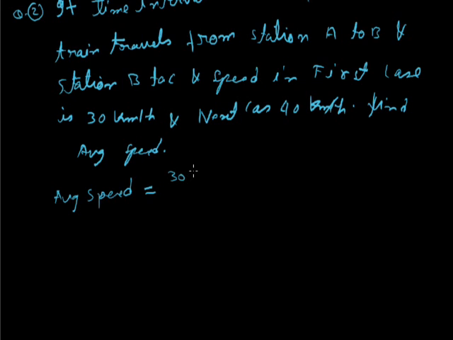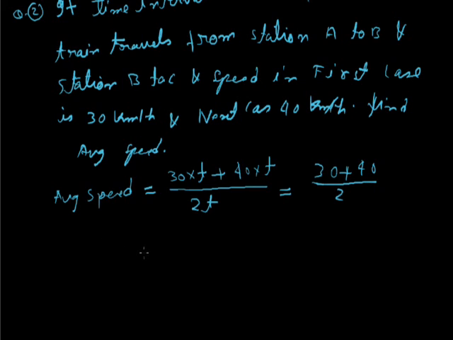So we'll write here 30 into time interval, say equal, I'll take t. Similarly, in the next case the speed is 40 and the time interval is t, and the total time will be twice t. So t plus t, twice t. T is common. We'll get 30 plus 40 upon 2. So the average speed will be 35 kilometer per hour.